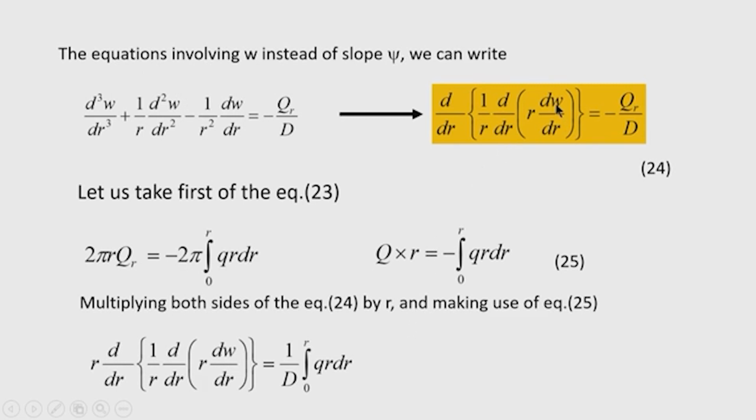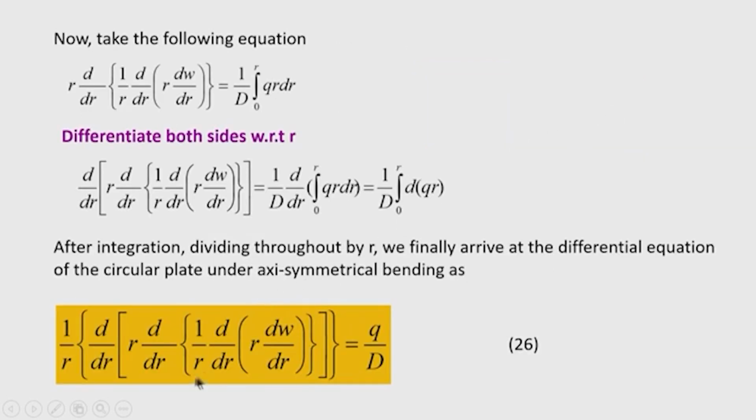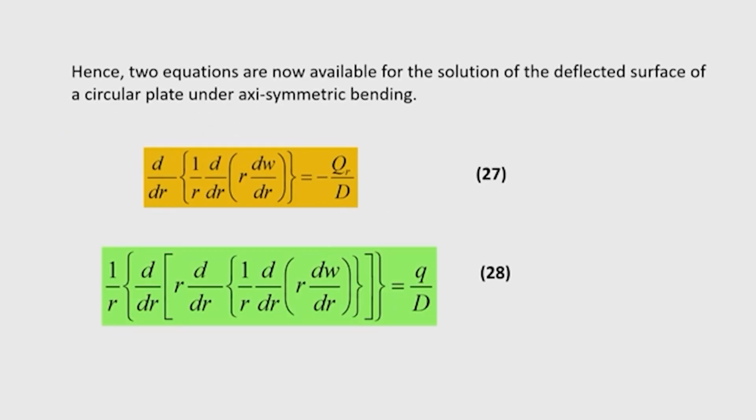Equation 24 also involves W, but it is a third order differential equation, and since the order of the differential equation is less, the constants of integration will also be fewer. So, this q r is the shear force, and here you get a fourth order differential equation, and small q is the loading, that is the distributed loading on the plate. So, both equations can be used depending on the situation. It will be demonstrated through different examples in subsequent classes.